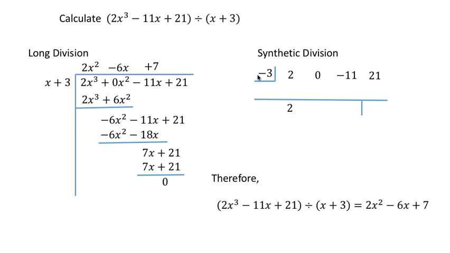Okay, 2 times negative 3 is negative 6. So you put negative 6 there. Then you add these two together, negative 6. Negative 3 times negative 6 is positive 18. You add those two together, you get 7. Negative 3 times 7 is negative 21. You add those two together, you get 0. And look at that. We've got 2x squared, minus 6x, plus 7. Okay? So that's sort of a quicker, neater, smaller way of doing what we did over here.